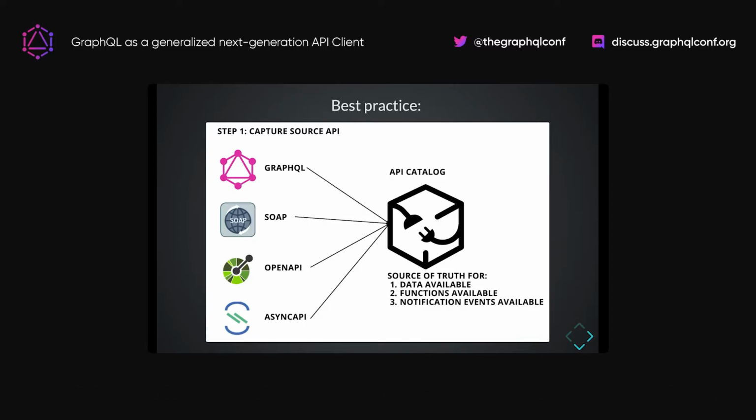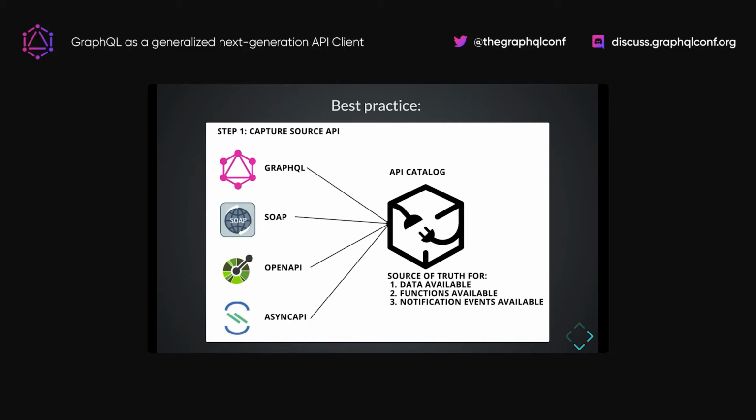OpenAPI is hugely adopted, and it's also not a new idea by any means. It goes back a few decades at least with SOAP. Then we have some more recent additions to the family, like AsyncAPI. But effectively, all of these are trying to capture information about the source API so that we can rely on it in a confident manner.